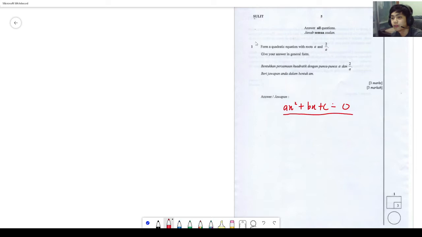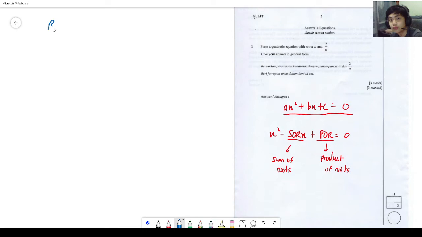And furthermore, in order to create an equation from roots, we have another formula where we say that x squared minus SOR x plus POR equals 0. As long as we know what SOR and POR are, the sum of roots and product of roots respectively, we will be able to develop a quadratic equation. The roots are given to us as a and 2 over a, so we can work on the SOR and POR.